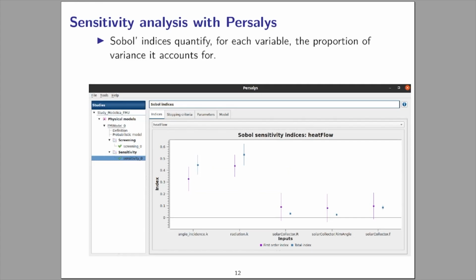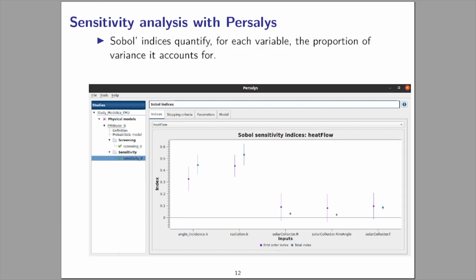To rapidly explain what Sobol indices are, let's say that the first order index accounts for the proportion of variance that can be accounted by each variable. So for instance, if we see here the incidence angle, its first order index is 0.3. It means that 30% of the variance of the output is actually explained by the sun incidence angle. We can also see that the radiation has a high first order index.